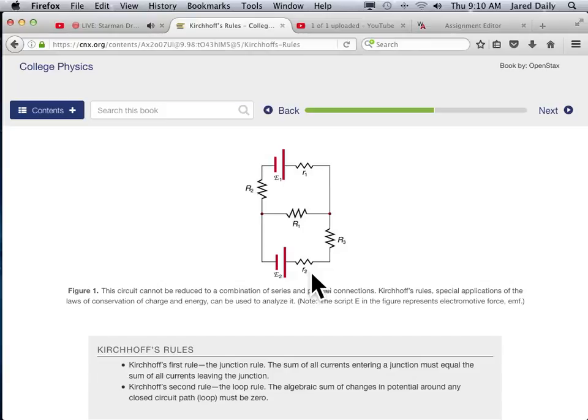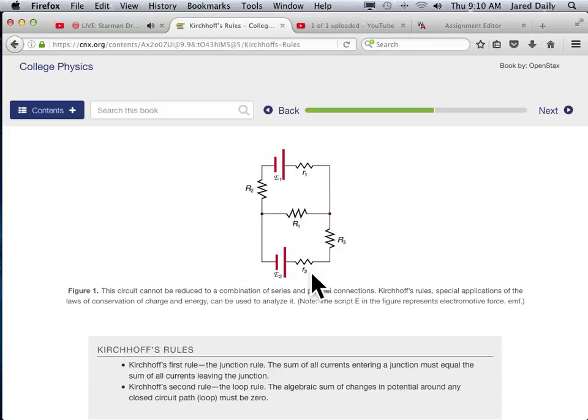The junction rule will help us solve for the currents in particular. And so that's good. However, how are we going to solve for voltages? And if we don't have enough information from that junction rule to solve for all the currents, how are we going to solve for the rest of the currents? Well, the second rule is going to help us do that. It's called the loop rule.